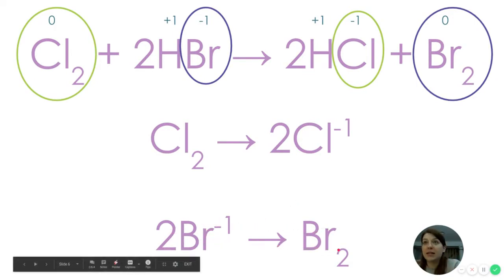Then the same thing is happening here. I take the bromine from the reactant side and really just give it its own reactant side here. I'm going to carry this 2 from the original equation because there's 2 bromines in this equation. It is a -1 overall.